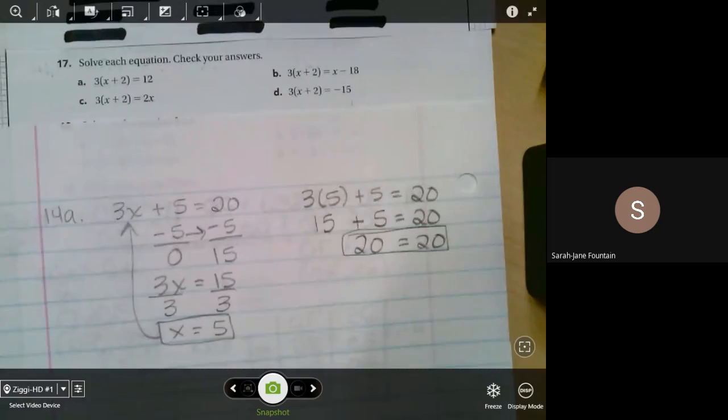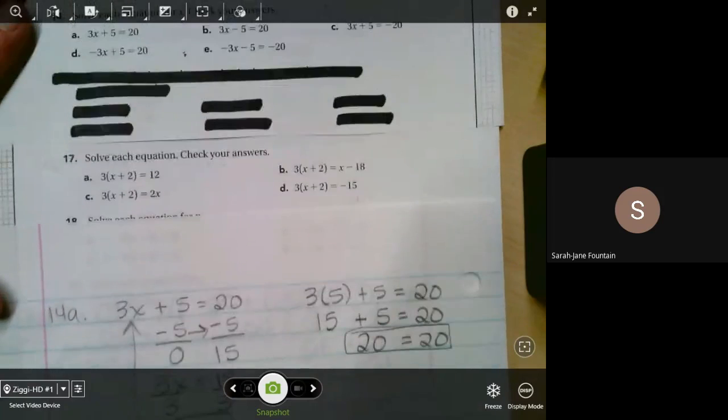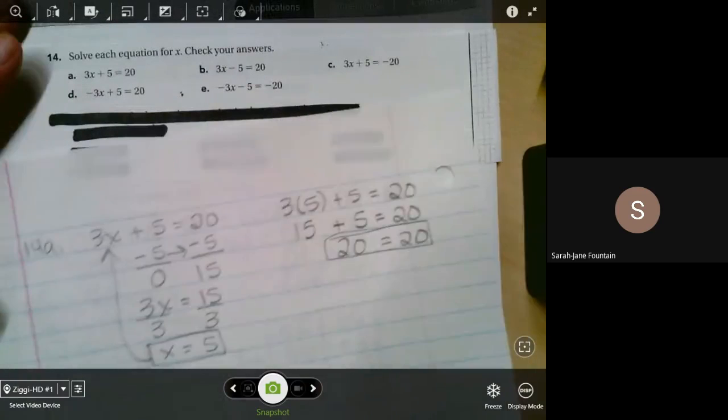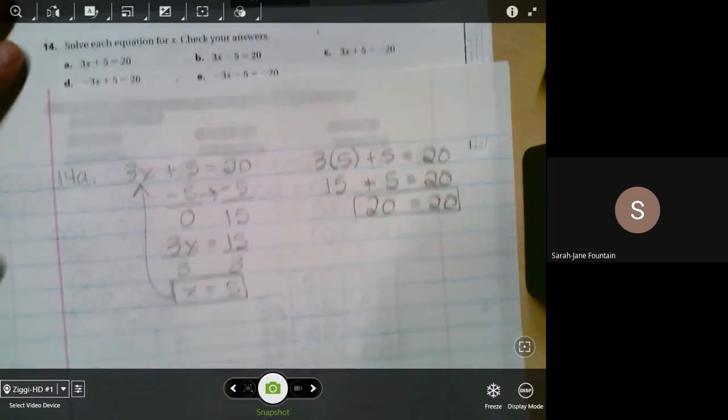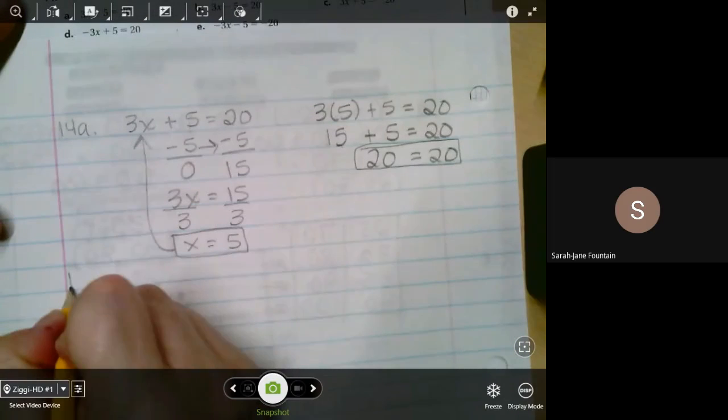So the next problem that we did was number 17. Let me do 14D. I will do 14E. I'm going to write it down because you're not going to be able to see it.